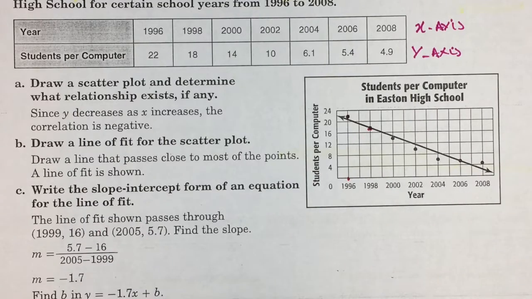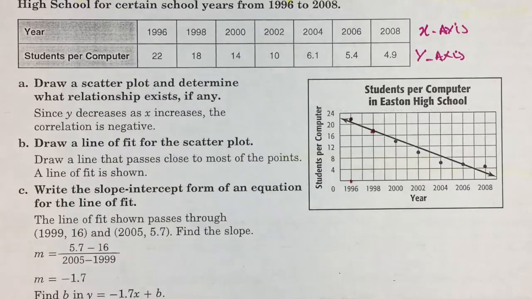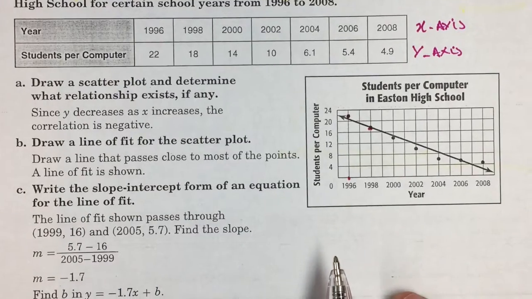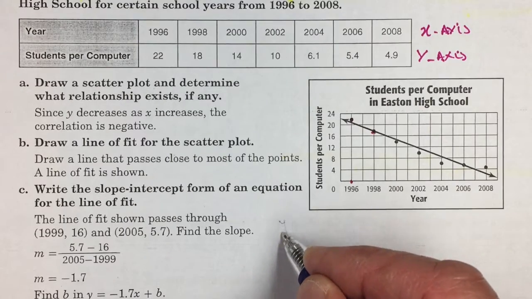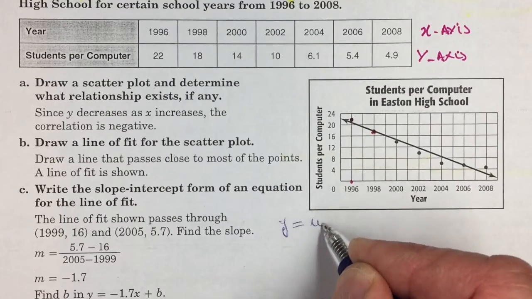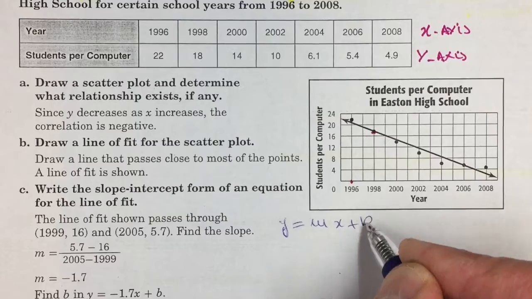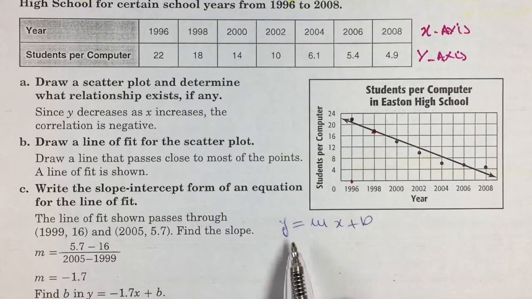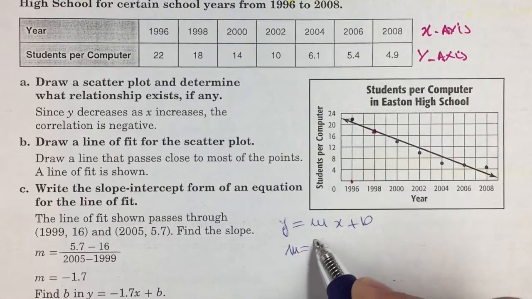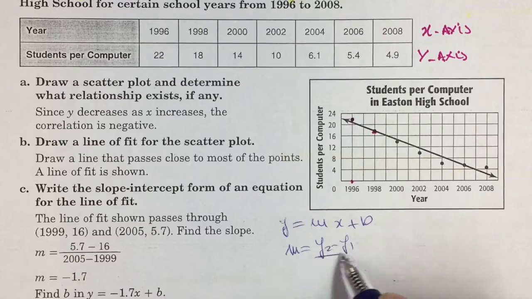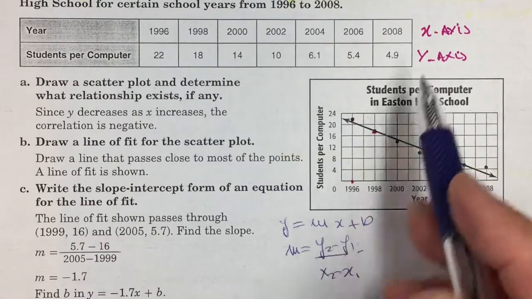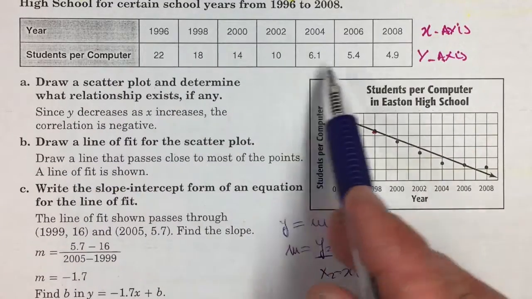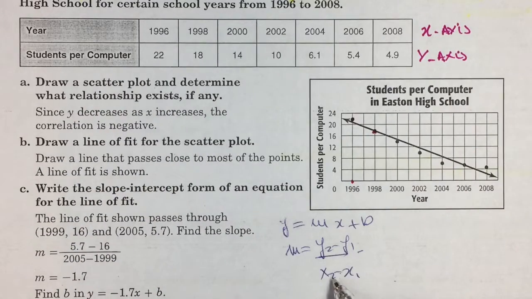For this line, we're going to write a slope-intercept form that we already know how to do. The slope-intercept form is going to be y equals mx plus b. Remember that my m is y2 minus y1 over x2 minus x1, where my y's are my students per computer and my x's are my years.